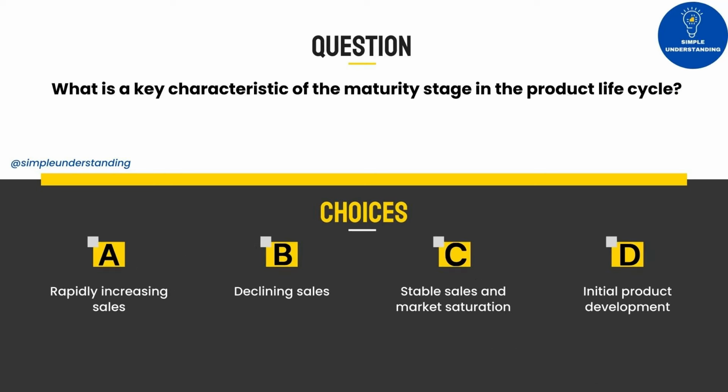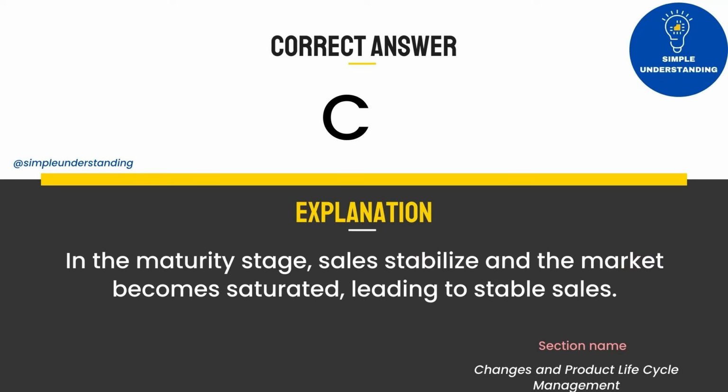3. What is a key characteristic of the maturity stage in the product lifecycle? A. Rapidly increasing sales. B. Declining sales. C. Stable sales and market saturation. D. Initial product development. Correct answer: C. Overall explanation. In the maturity stage, sales stabilize and the market becomes saturated, leading to stable sales.